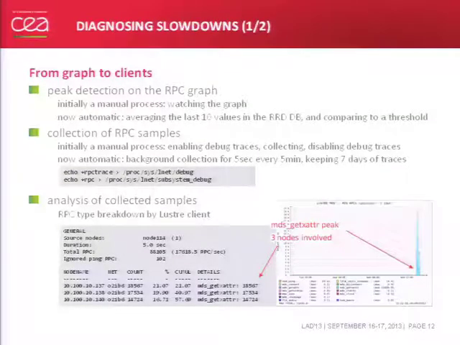Those tools of graphs help us diagnose problems, and for instance, we can diagnose slowdowns happening on the file system with that. So first, we can go from a graph to identifying the clients responsible for those misbehaviors. What we do is detect peaks on the RPC graph. First, we did that manually by just watching the graph and seeing when the peak was happening. Now we do that automatically by averaging the last 10 values in the RRD database, and we compare that to a threshold, so that can give us alerts.